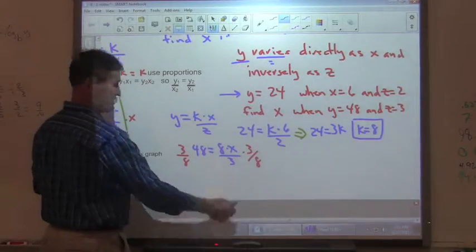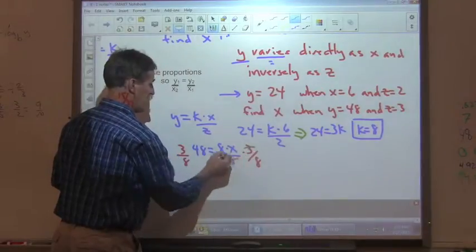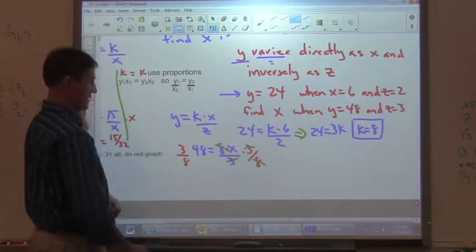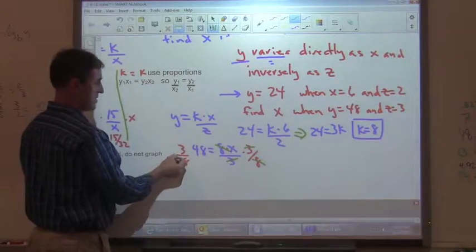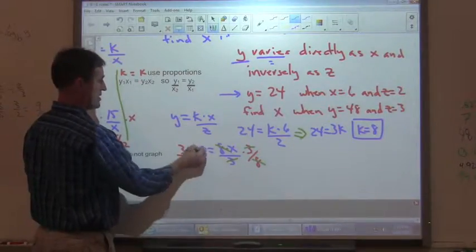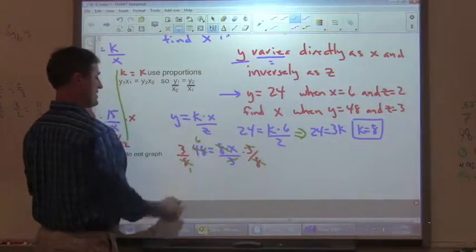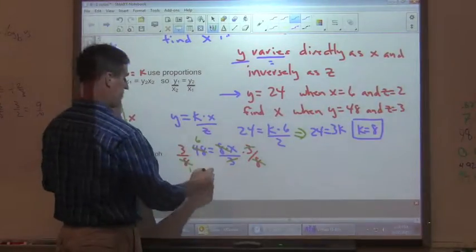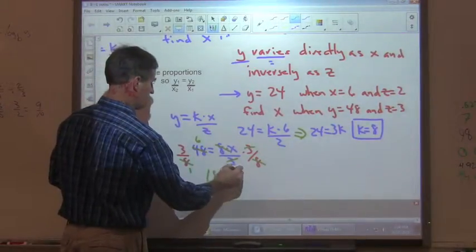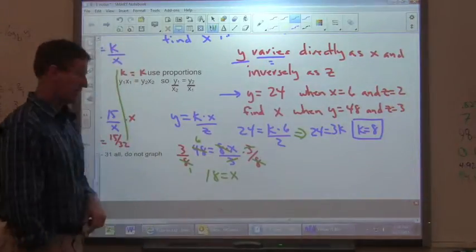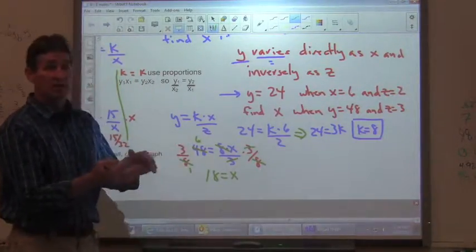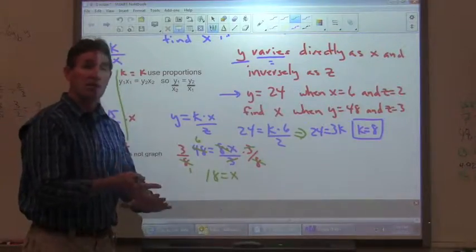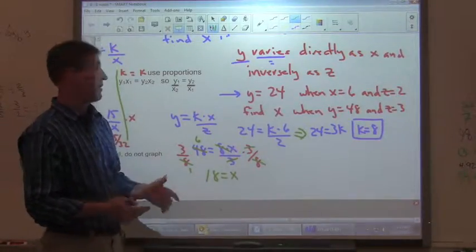Then, over here, the 3's cancel and the 8's cancel. Now you can multiply 3 times 48 and then divide by 8, or you can reduce. 8 goes into 8 once, 8 goes into 48 6 times, and so 3 times 6 is 18. And we found x.